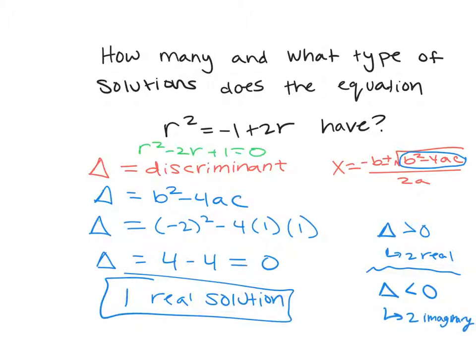So you have these 3 options. If the discriminant is 0, you have 1 real solution. If the discriminant is positive, you have 2 real solutions. And if the discriminant is negative, you have 2 imaginary solutions.